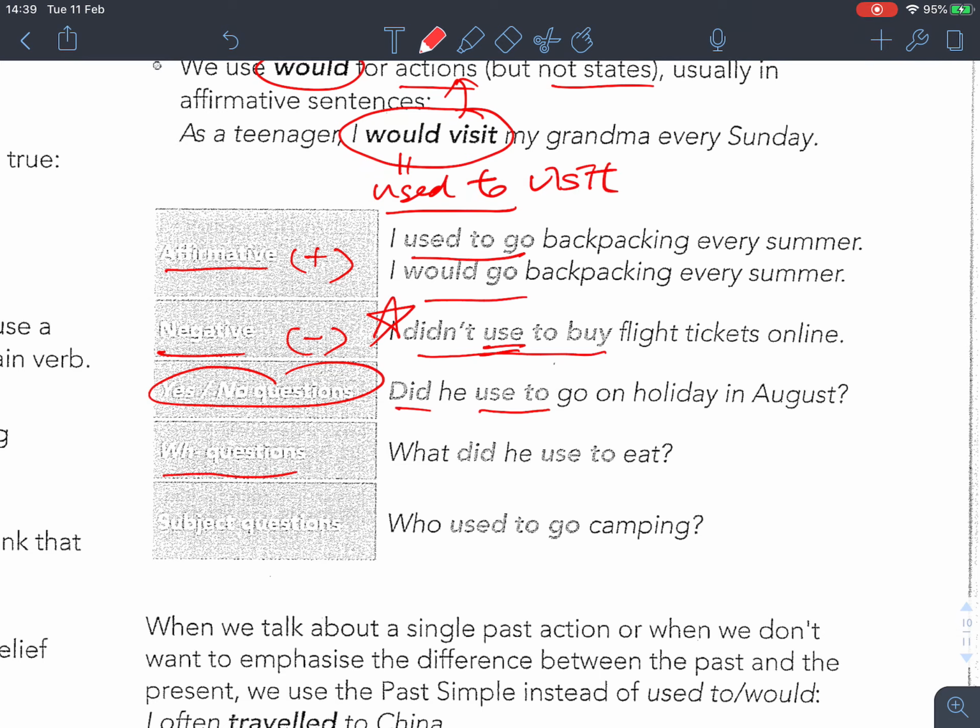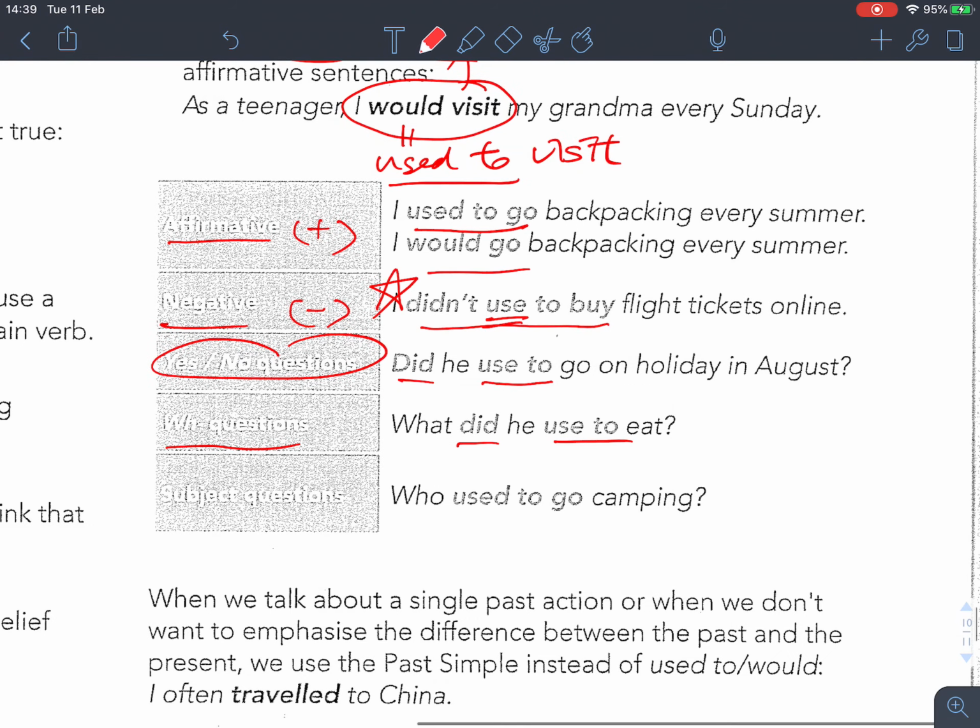And then WH questions. What did he used to eat? Okay, did he used to do? And then subject questions. Who used to go camping? Who used to go camping? All right, so basically for yes/no questions, WH questions, and subject questions, we can only use "used to."